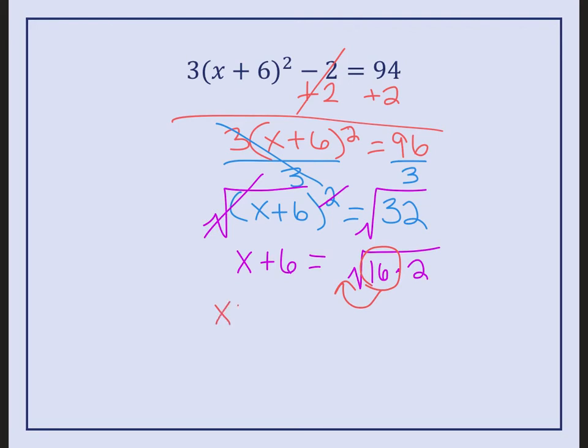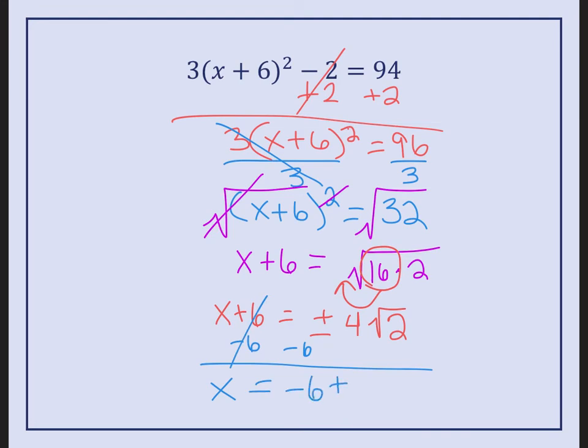So then I have x plus 6 equals a positive and a negative 4 square roots of 2. The next step is to subtract 6 from both sides, and I'm going to write that before the plus and minus. X equals negative 6 plus and a minus 4 square roots of 2.